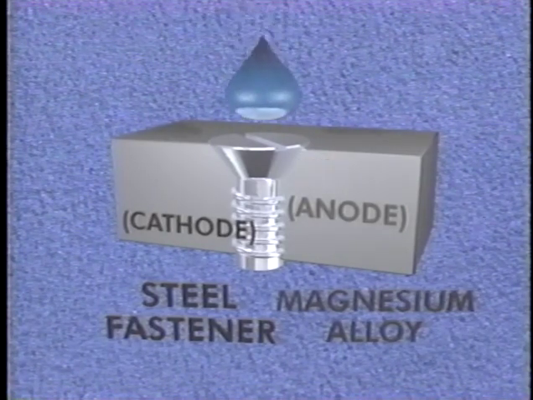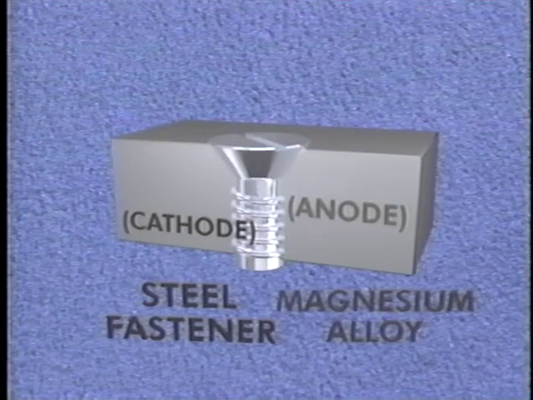A conductive liquid path, known as the electrolyte, is needed to carry the electrical current between the metals. Common electrolytes are water, soil, or salt. The elimination of any one of the 4 conditions will stop the corrosion process. Now let's discuss the different types of corrosion common to aircraft-related maintenance.